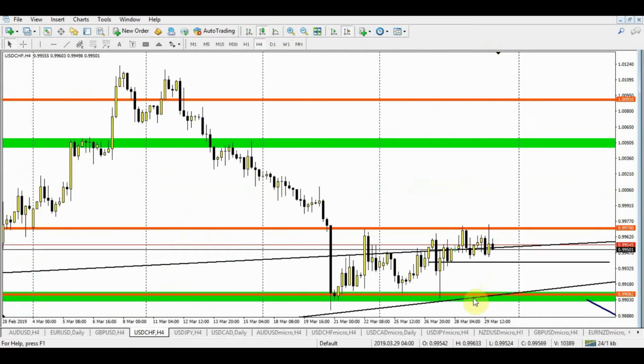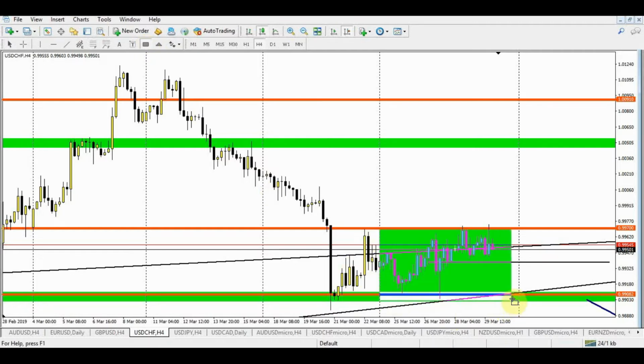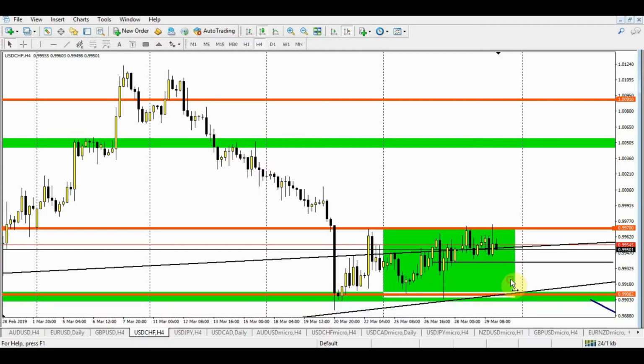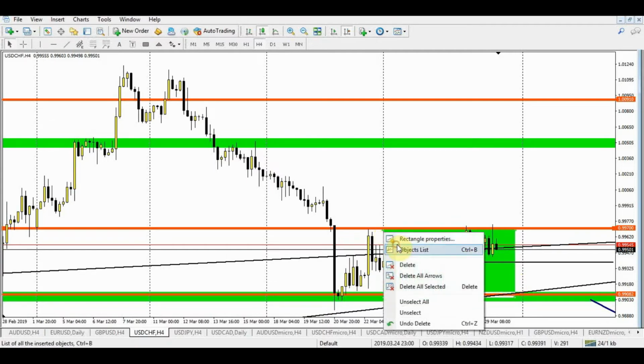Okay, it just rejected off of this trend line here last week. It didn't move much really, kept in a range, as you can see, but it kept in a small range last week coming up, and I believe it's going to break out soon.